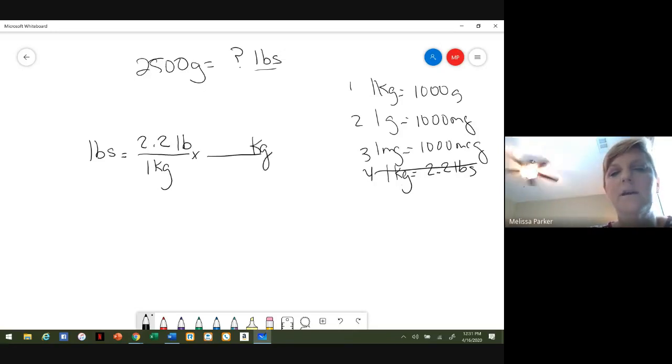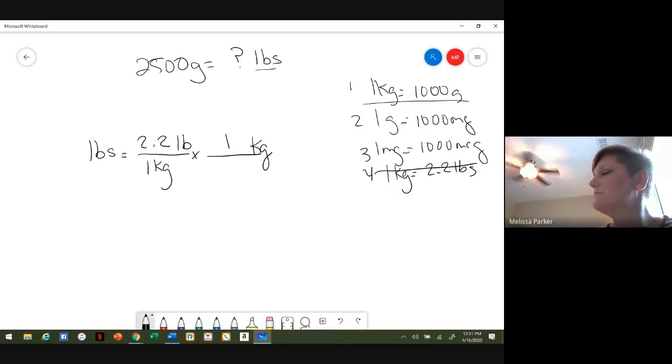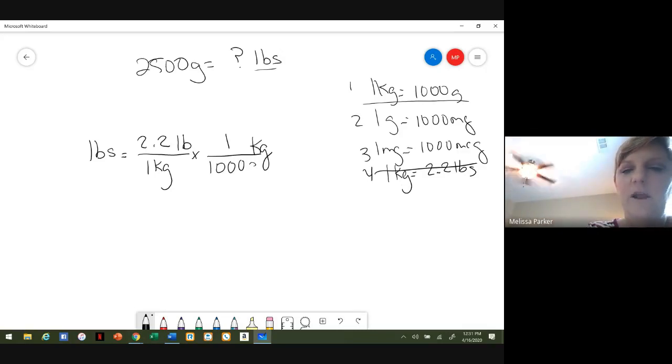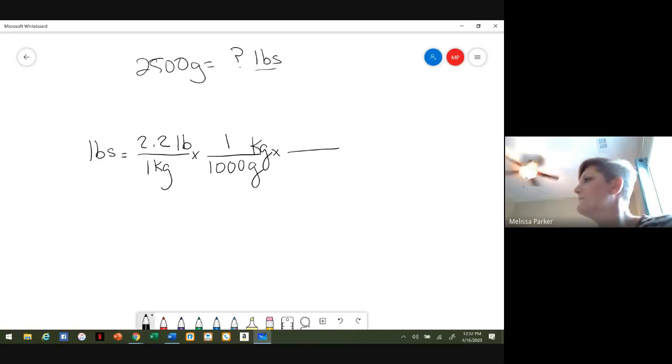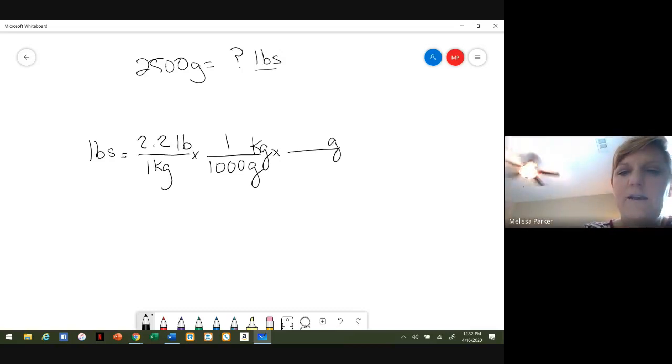Yes, kilograms. Okay, so am I going to use 1, 2, or 3 to plug in a conversion right here? Yes, we're going to use 1. Good. So what number goes right here? Yes, number 1. What goes down here? Yes, 1,000 grams, right? So we're going to use this one. Okay. Now, what unit goes right here? Yes, it's going to be grams, right? Because I have to be able to cancel this out. I only want to have pounds left over, so I have to get rid of this grams right here. So what do I plug in right here?